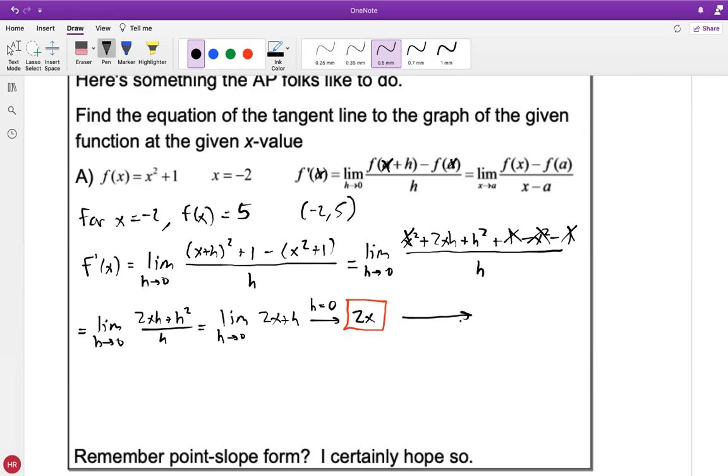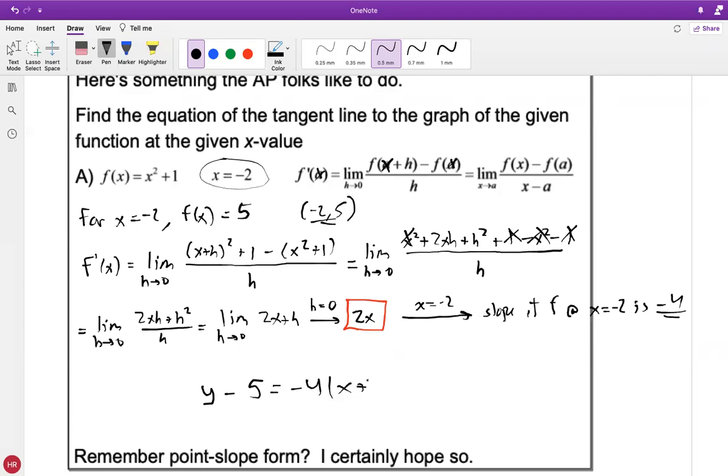My x that they asked me about was x equals -2. So if x is -2, the slope of f at x equals -2 is -4. So this is my slope. This is my point. Now I can write the equation. y minus 5 equals -4 times x plus 2.